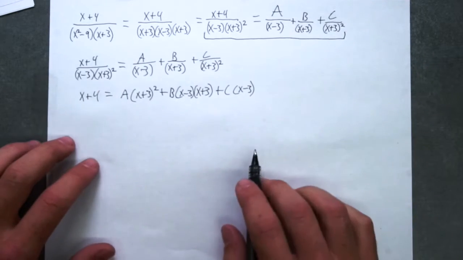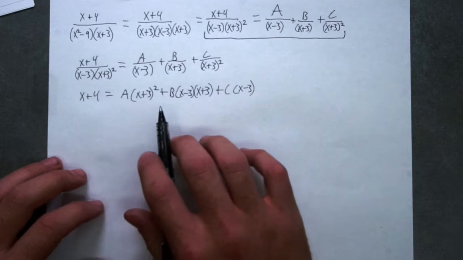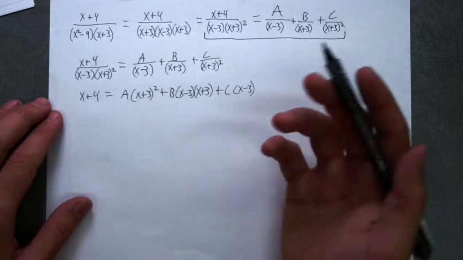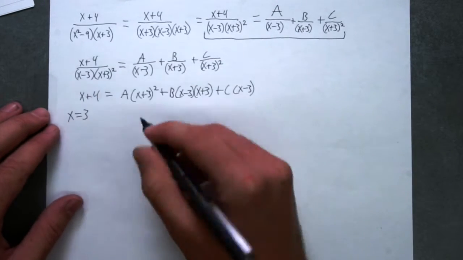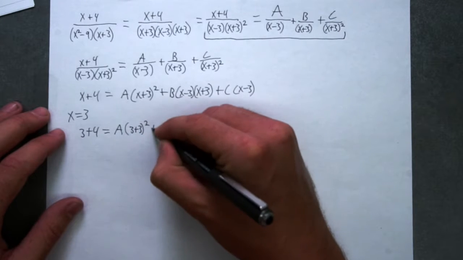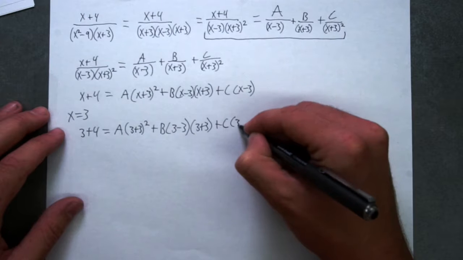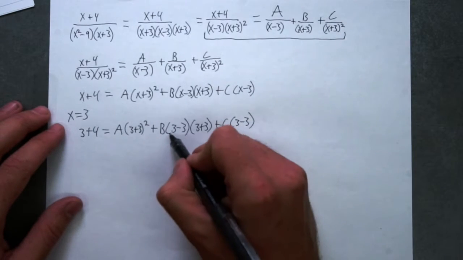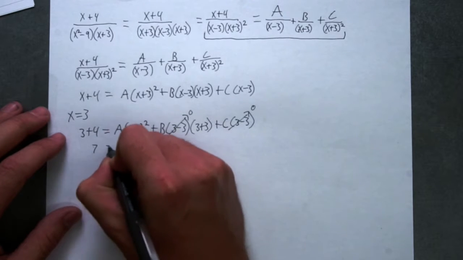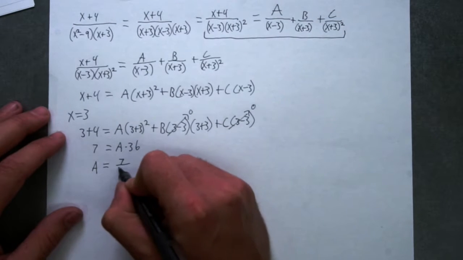Now we can select several x values that are convenient for us so that we can get rid of some of these unknown variables, A, B, or C. A convenient x value would turn one of these quantities to 0. In this case, a convenient x value that we're going to choose is x = 3. If we do this, we get 3 + 4 is equal to A(3 + 3)² + B(3 − 3)(3 + 3) + C(3 − 3). We can notice that this term over here will go to 0, and this term over here will go to 0, leaving us with 7 equaling A times 36. From this, we are able to find that A is equal to 7/36.